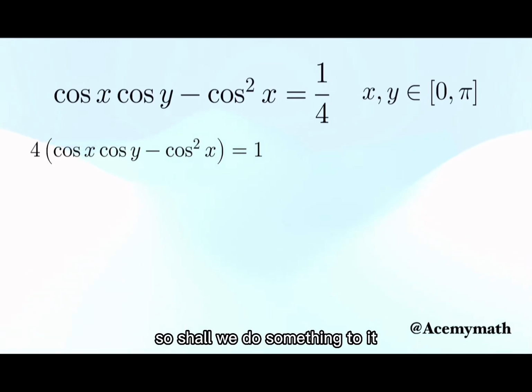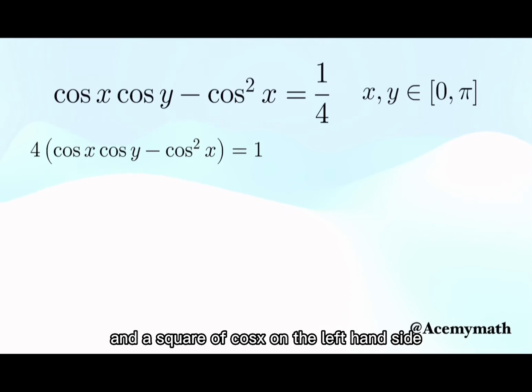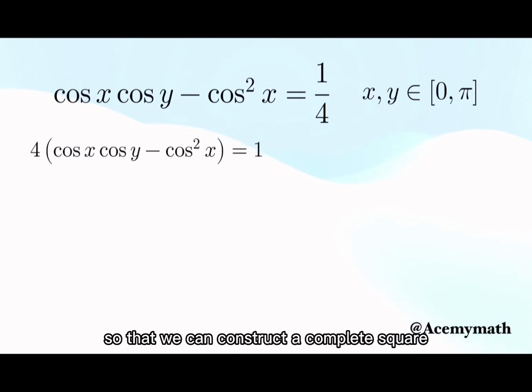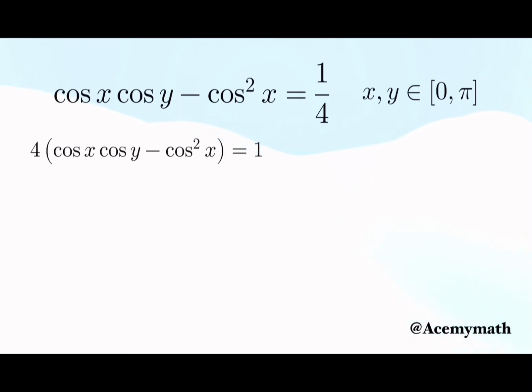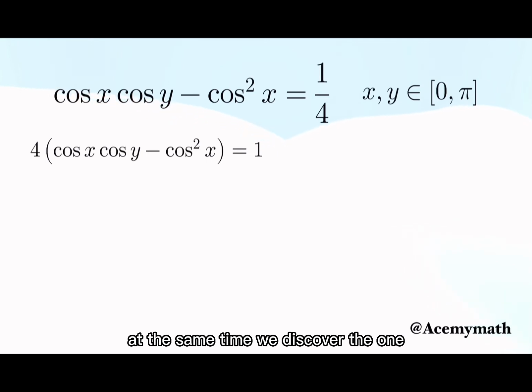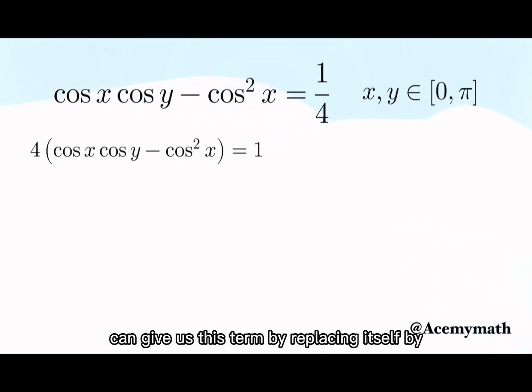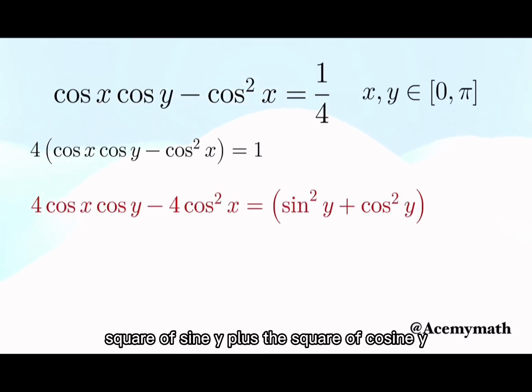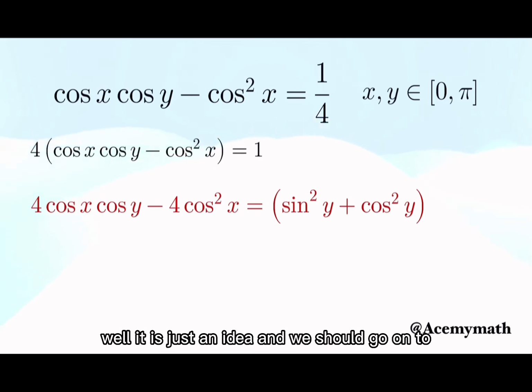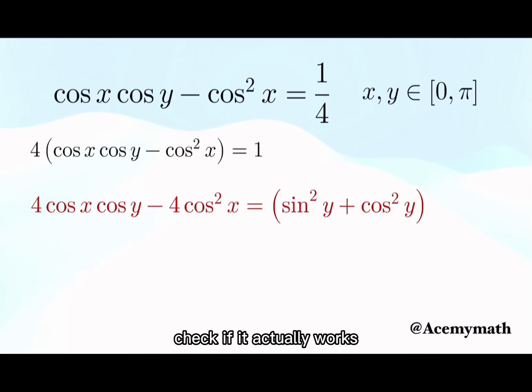So shall we do something to it? Since we already got some hints from the previous examples, we have cosine x times cosine y and the square of cosine x on the left hand side. Maybe we can find the term of the square of cosine y, so that we can construct a complete square. At the same time, we discover the 1 on the right hand side can give us this term by replacing itself by the square of sine y plus the square of cosine y. Well, it is just an idea and we should go on to check if it actually works.